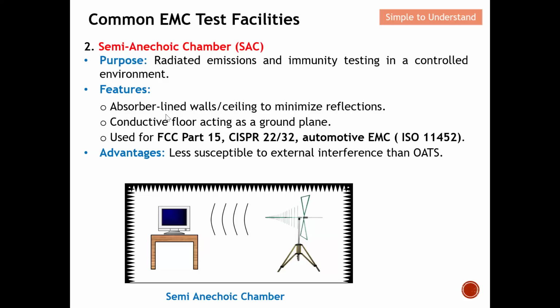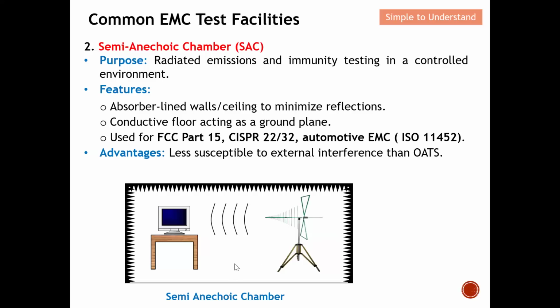On the ground, they actually have this conductive floor. So basically it's the same as the open area test site. They have this huge ground plane as the floor of this semi-anechoic chamber. Mainly it is used for FCC Part 15, CISPR 22 and 32, and also automotive EMC, ISO 11452. So the key advantage when we move from open area test site to this semi-anechoic chamber is that they are less sensitive to external interference as compared to the open area test site.